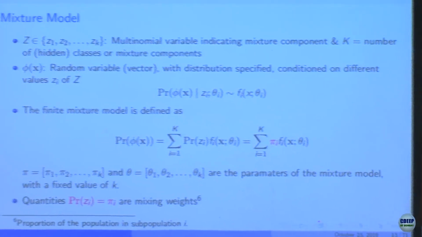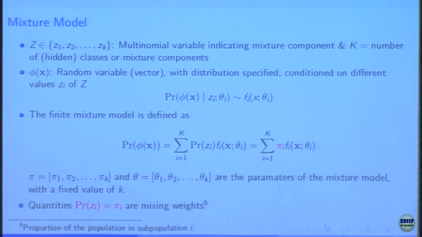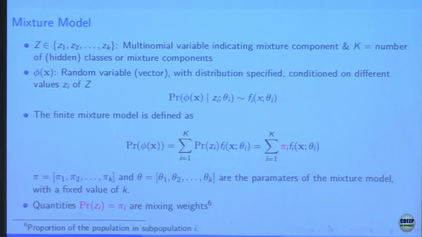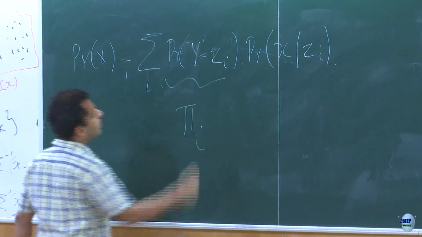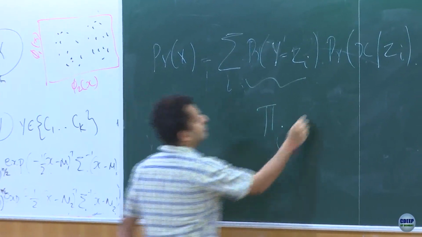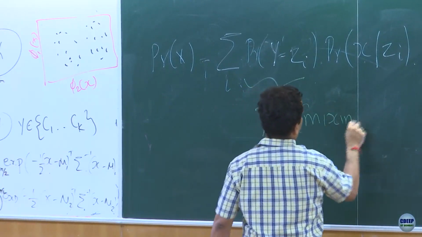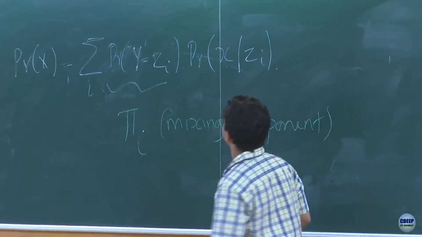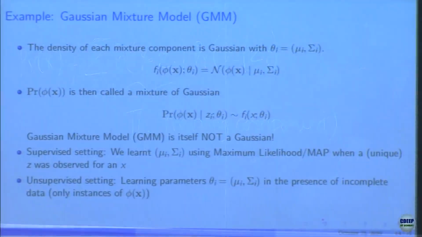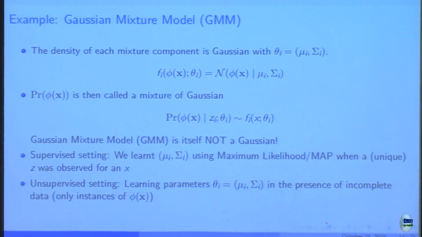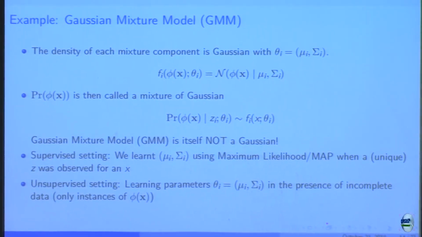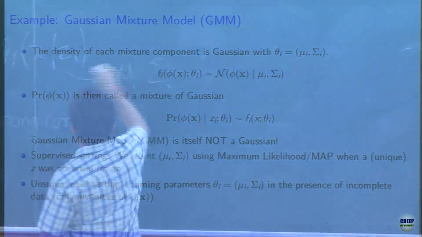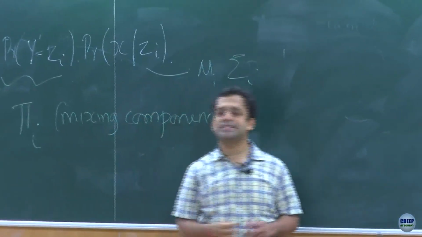Okay. So this is a finite mixture model. The probability of x is this first part, which in the literature is often referred to as pi i. Pi i is a mixing component, or mixing weights. So we want to be able to learn the mu i's and the sigma i's that characterize the probability of x given z i.